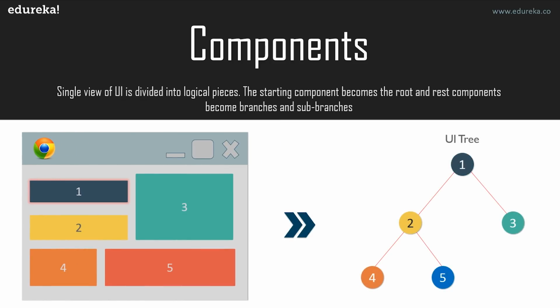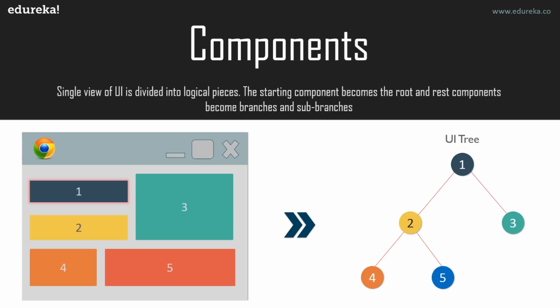A single view of the UI is divided into logical pieces. On the left, you can see a single view, or you can say a React-based application, but how is it divided internally into logical pieces? The concept of components in React.js says that you should have a parent component, and then you can have child components or sub components, and it behaves like a tree. At the top, you will have the parent component, or base component, and then there will be branches beneath it.